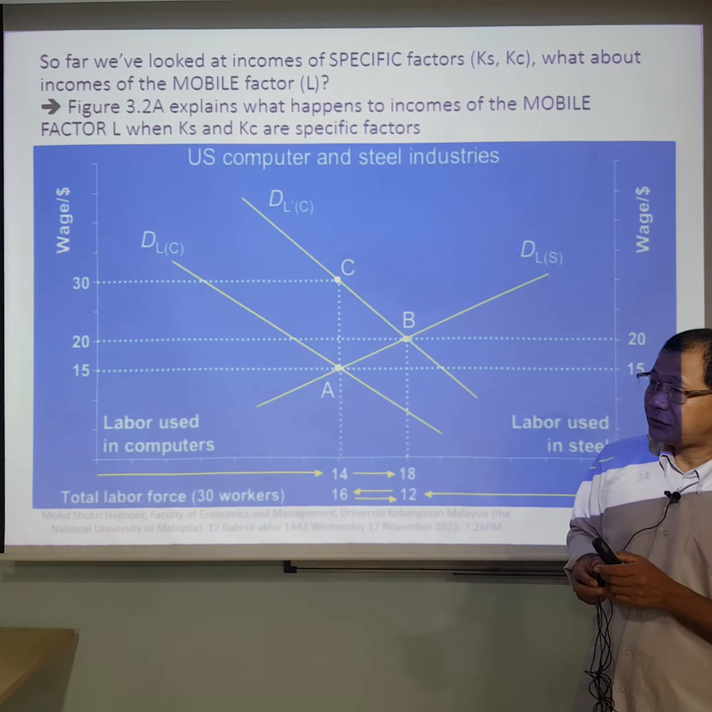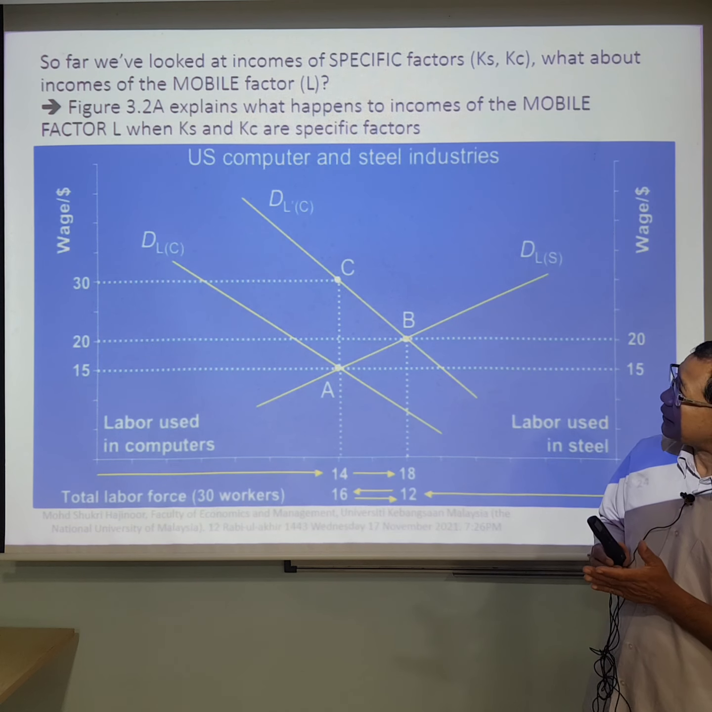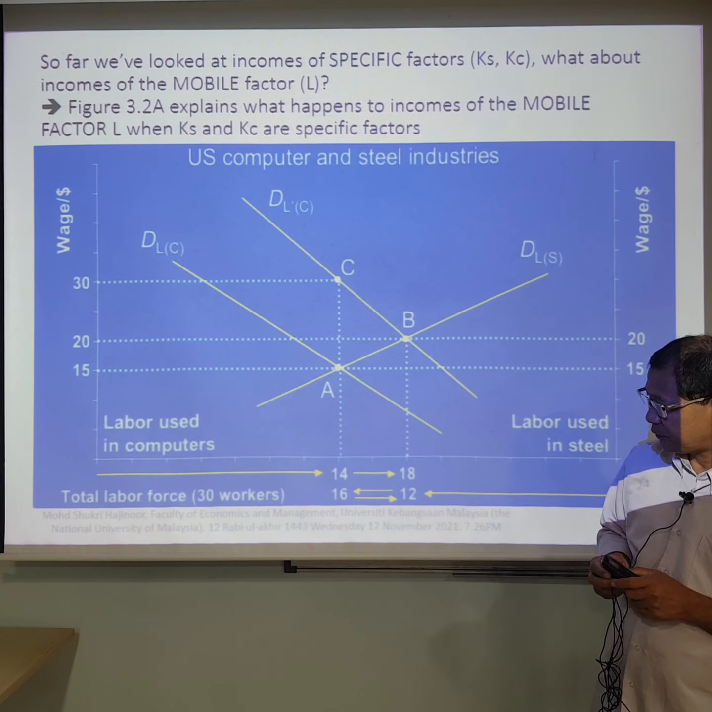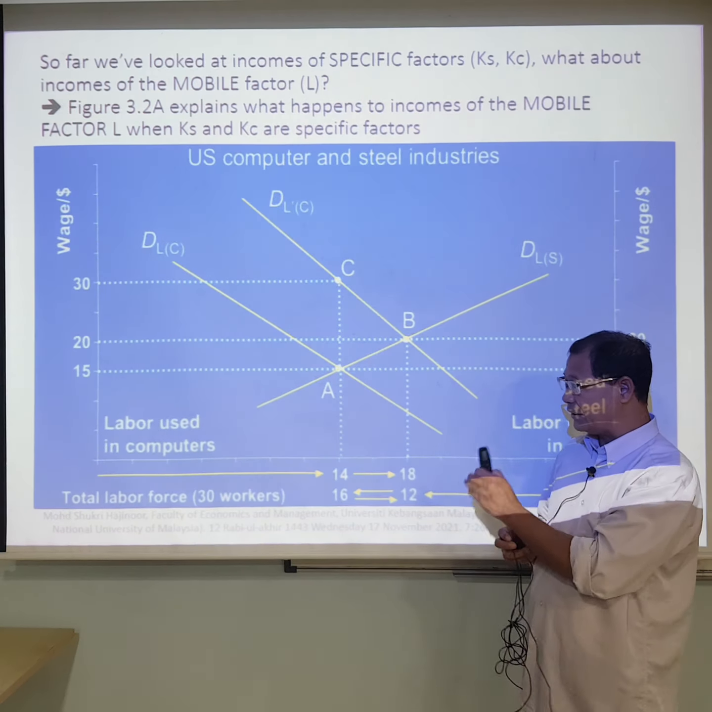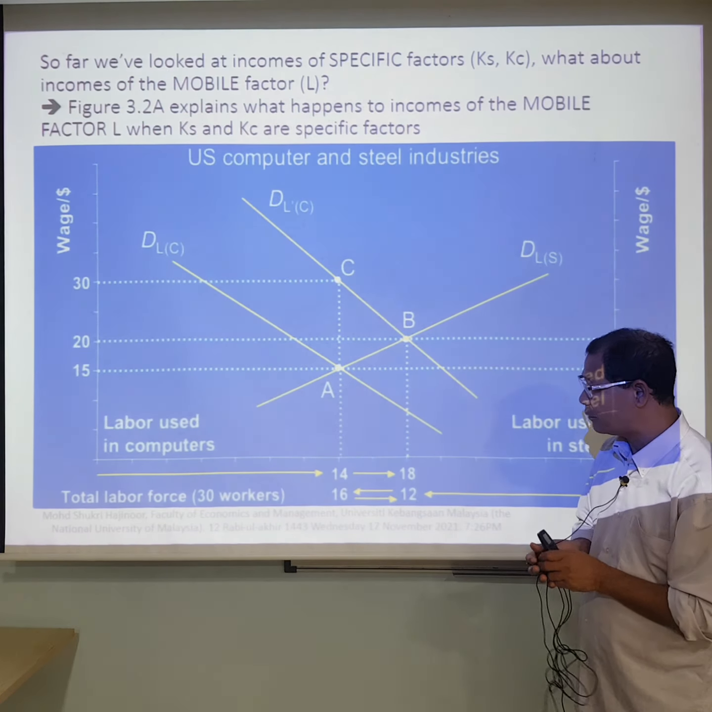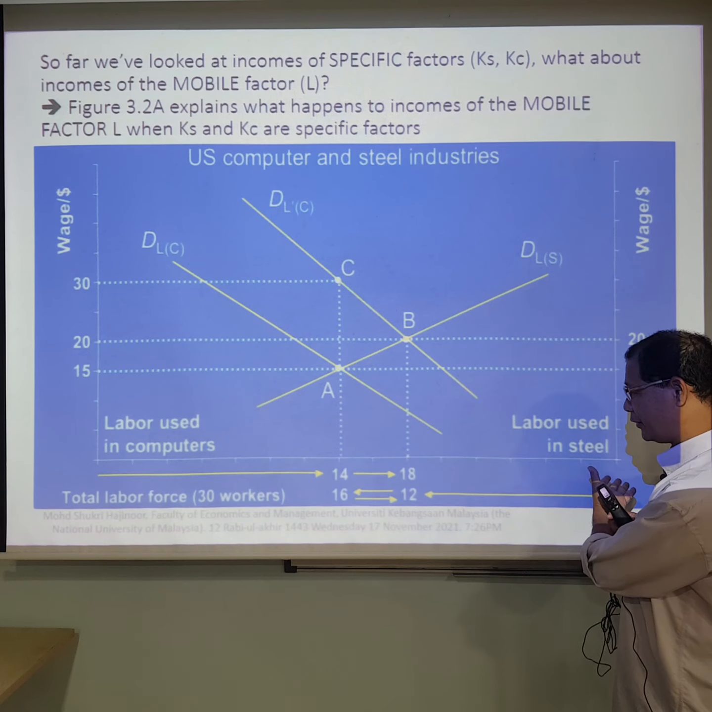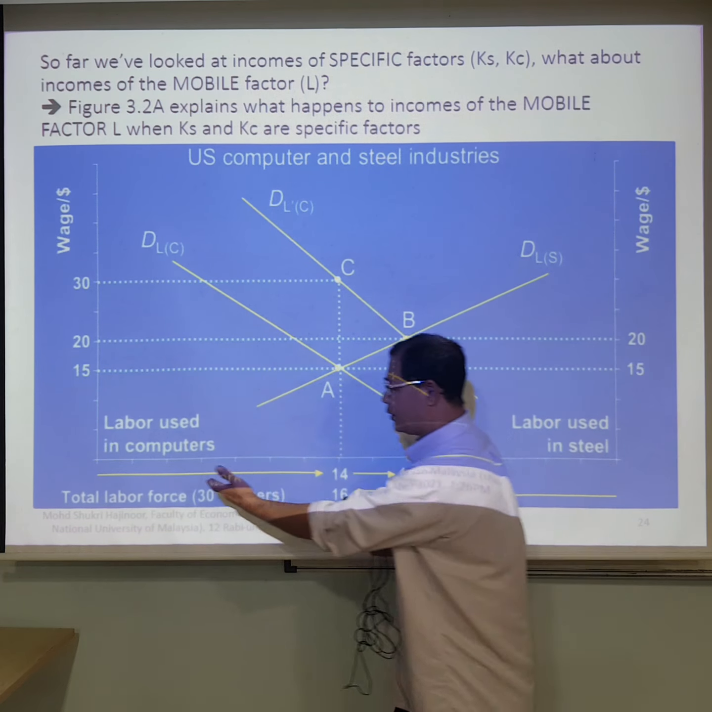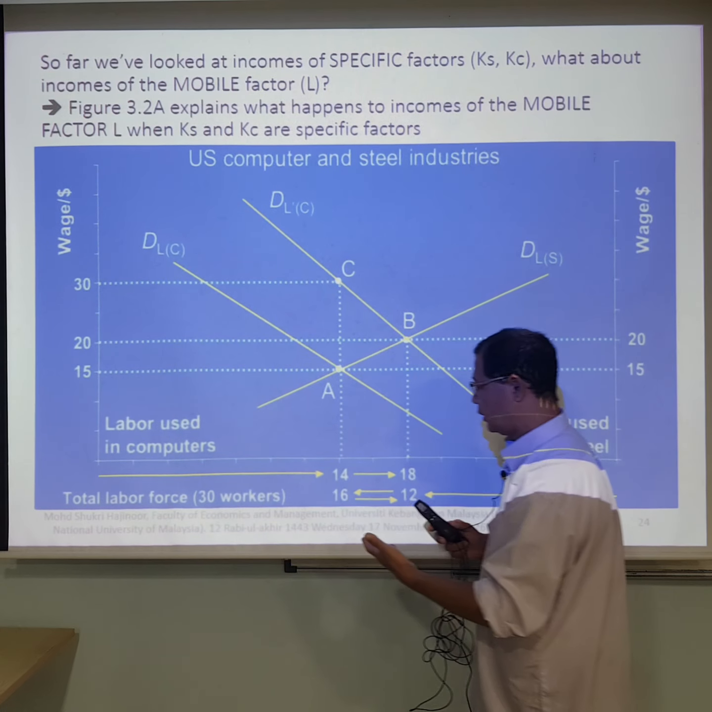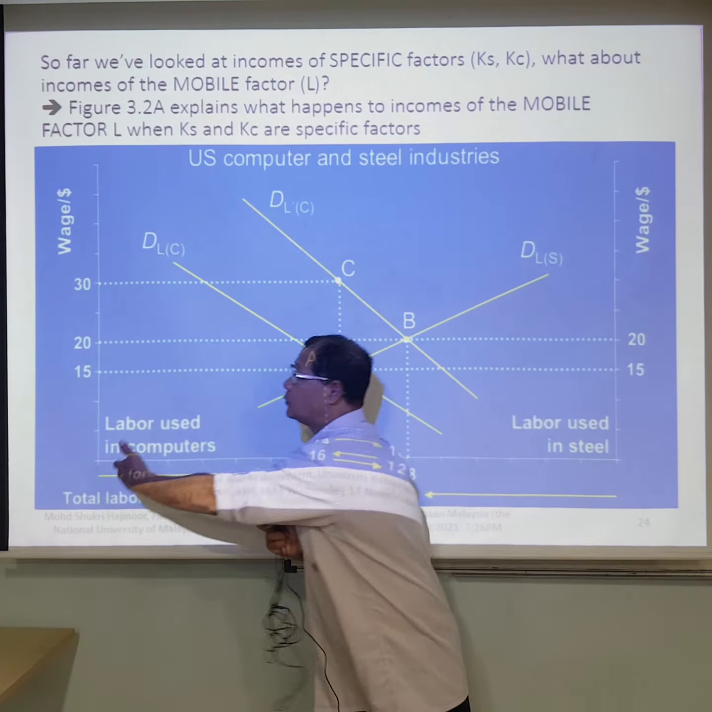Figure 3.2a explains what happens to the incomes of the mobile factor, L, when KS and KC are specific factors. So we're done with the capital. Now we're looking at what happened to labor incomes. So here we have a graph. On the horizontal axis, the total number of workers in the United States we assume to be 30. On the vertical axis, this is wages.